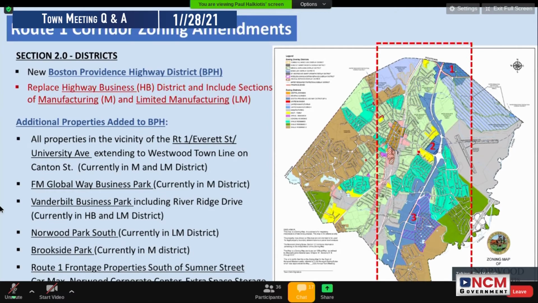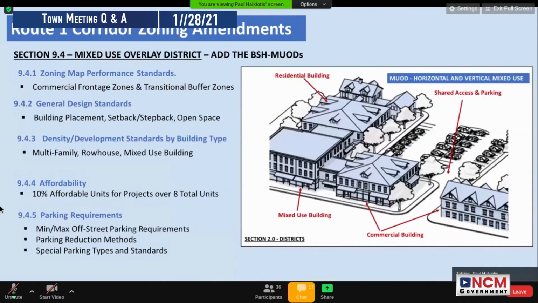If you look at the new zoning map now, you can see a blue corridor on either side of Route 1. These are the areas that we're recommending would be part of this new zoning district. There were areas along Route 1 that expanded a little bit beyond the main corridor. Those were our existing business parks: Vanderbilt Park, FM Global Business Park, Norwood Park South, Brookside Park, and frontage areas south of Sumner Street. This slide may look familiar to you.